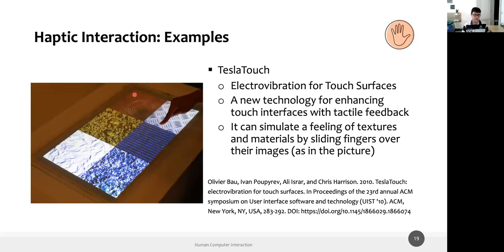Another example that again stems from research is, for instance, this Tesla Touch. This Tesla Touch is a little bit older than the other two products of research that I mentioned before, because this is from 2010, so 10 years ago. And this was a prototype by Disney Research, the same Disney that does the movies, and Disneyland and Disney World. It also has a group for research in virtual reality, graphics, multimedia, and human-computer interaction, among other things. And they created this Tesla Touch.